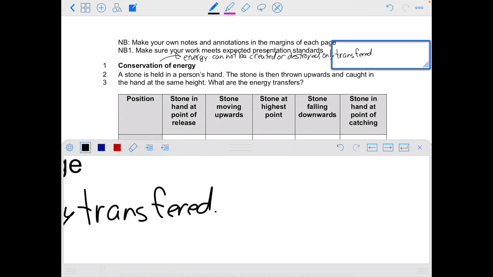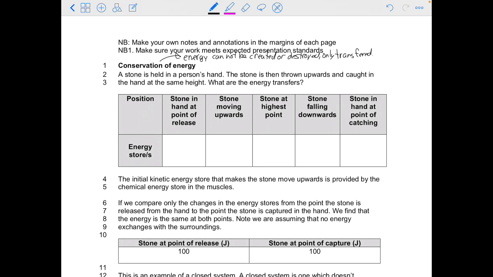So, with that in mind, thinking about the fact that we can't lose any energy, we can't gain any energy, what happens to the energy stores and the energy transfers as we throw a stone in the air? So grab something, not a stone, but something that you can gently toss in the air. So stone in the hand at the point of the release. What energy store does it have right there? What is the energy store as it moves upwards? What energy store does it have at the highest point?